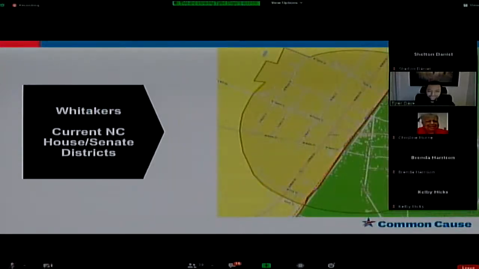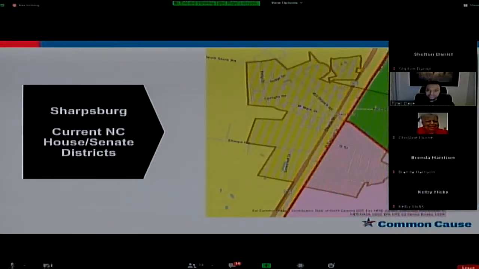This is the town of Whitakers, just to the north of Rocky Mount, the center of town, right on the county line. You're probably noticing a theme here. And I don't know if we have any folks from Sharpsburg on the call. When I saw this, I was just stunned.